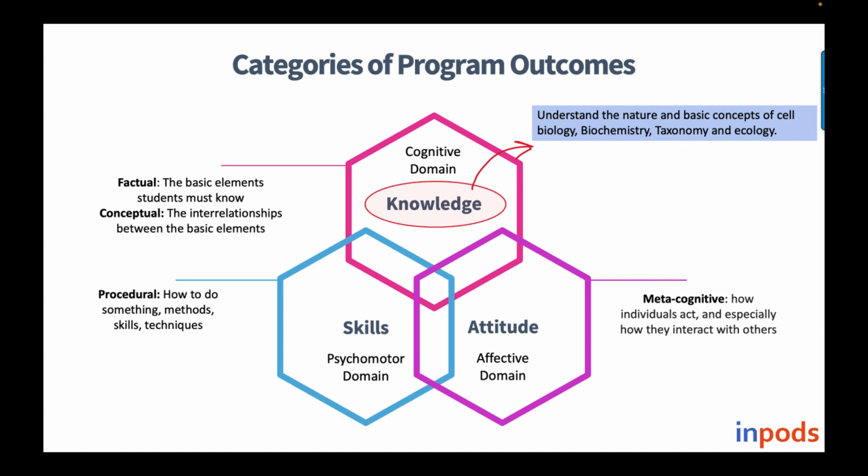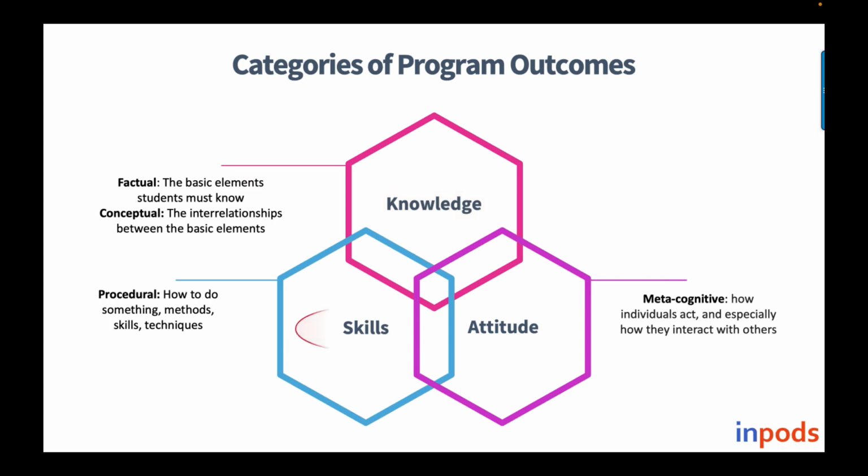So here there is an example: a knowledge level program outcome. There is an example there: understand the nature and basic concepts of cell biology, biochemistry, taxonomy, and ecology. This is a good example of how a PO is to be designed when the factual and conceptual knowledge is to be delivered to the students.